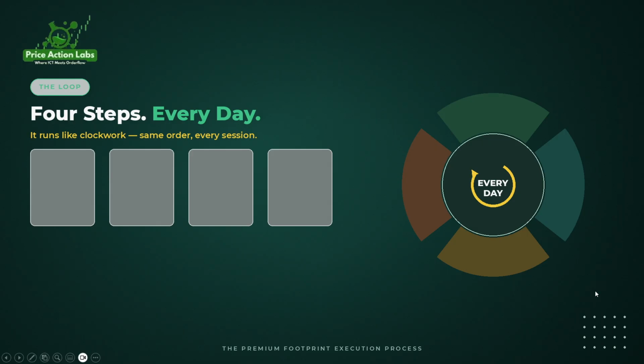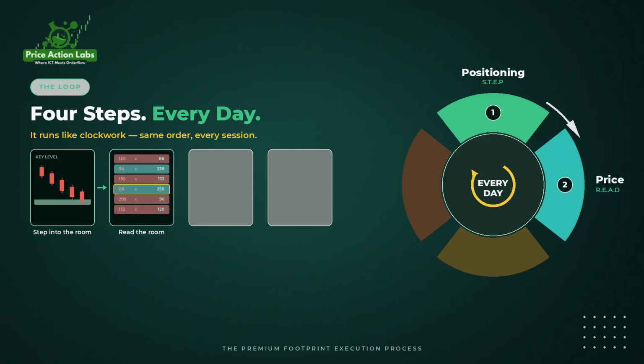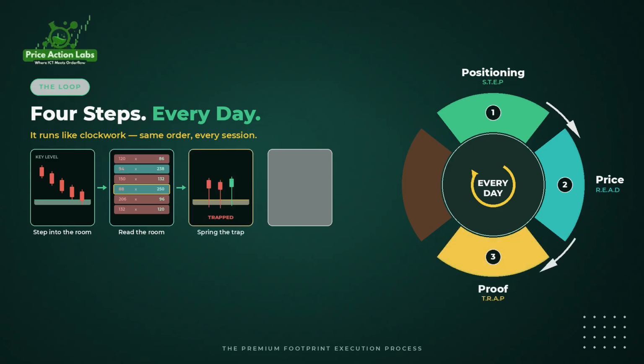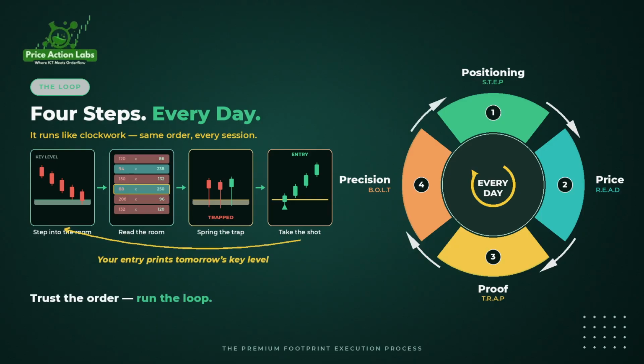Okay. Because now we're going to move on to the 4-step positioning process. So we're going to piece everything together so that we can form a reliable, repeatable, and robust entry system. So we have positioning, key level mastery. We have price, understanding how to read footprint charts. We have proof, so understanding who's trapped. And then precision. We want to execute with precision. And this is the order, right?